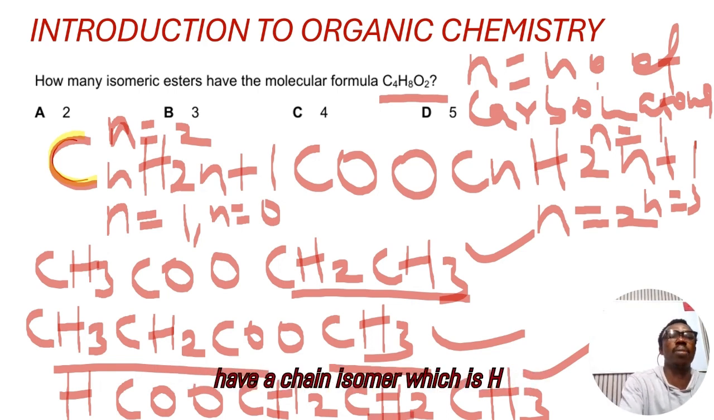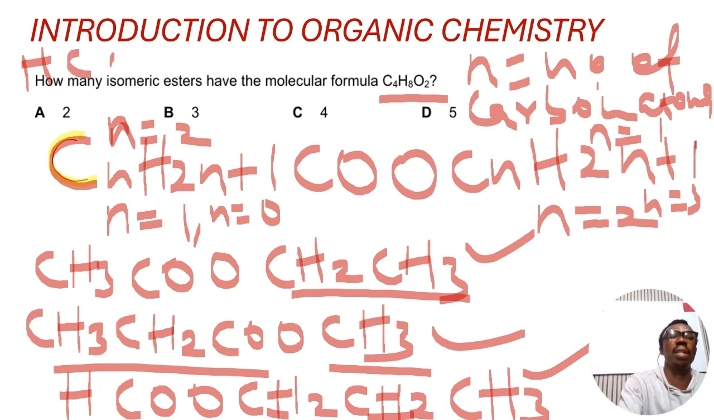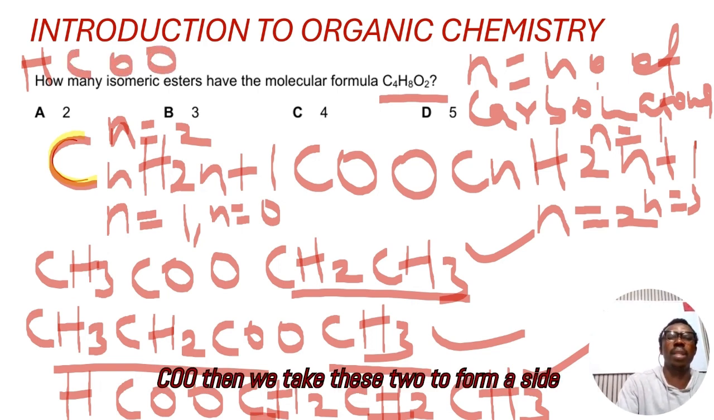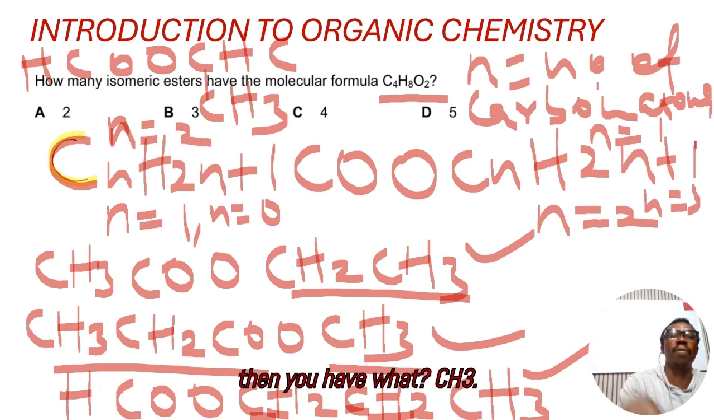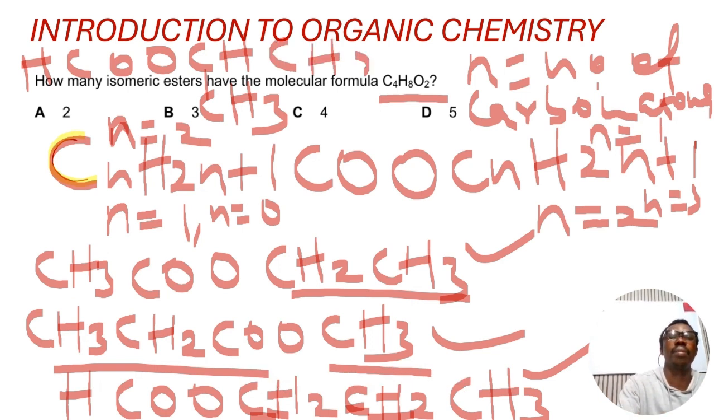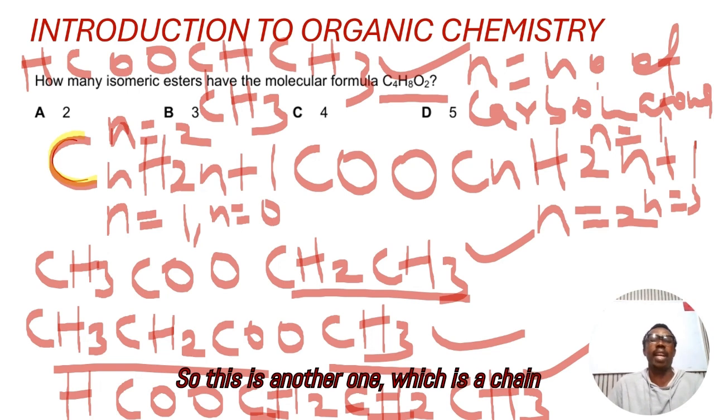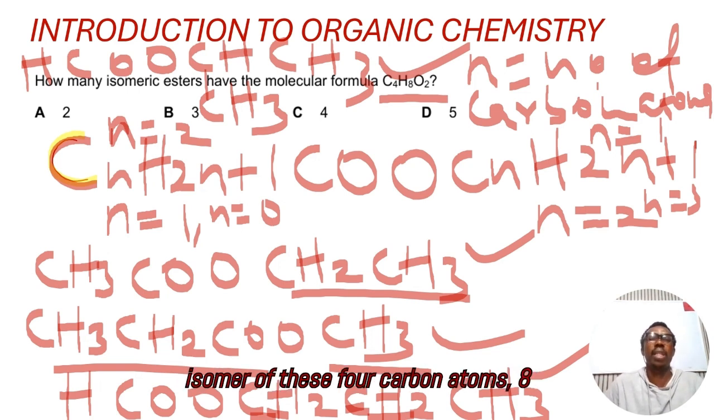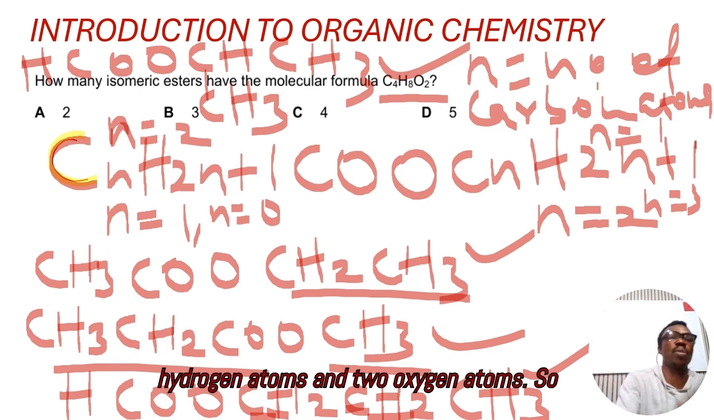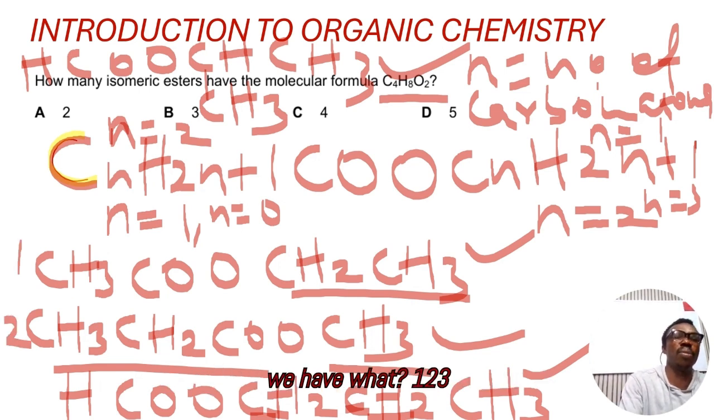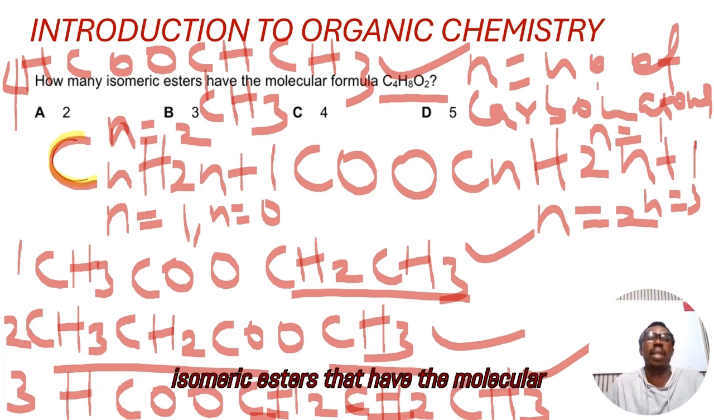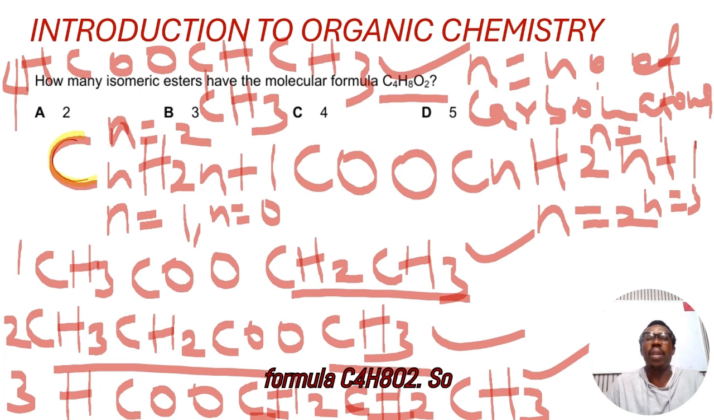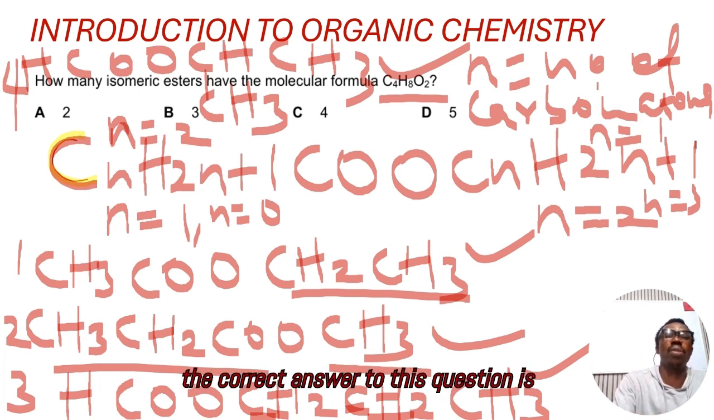So we can have a chain isomer, which is HCOO. Then we'll take these two to form a side chain. So you have CH, then CH3, then CH3. So this is another one, which is a chain isomer of this. 4 carbon atoms, 8 hydrogen atoms, and 2 oxygen atoms. So we'll have 1, 2, 3, and 4. So we can form 4 isomeric esters that have the molecular formula C4H8O2. So the correct answer to this question is C.